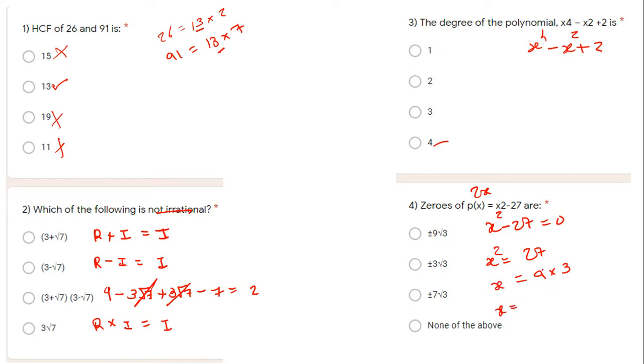x is equal to the square root, because if you want to remove the square, on the opposite side you have to take the square root. So the square root of 9 into the square root of 3, and the square root of 9, as you all know, is 3, so 3 root 3, but we have to check both plus and minus. So that is 3 root 3. So option B is the answer.